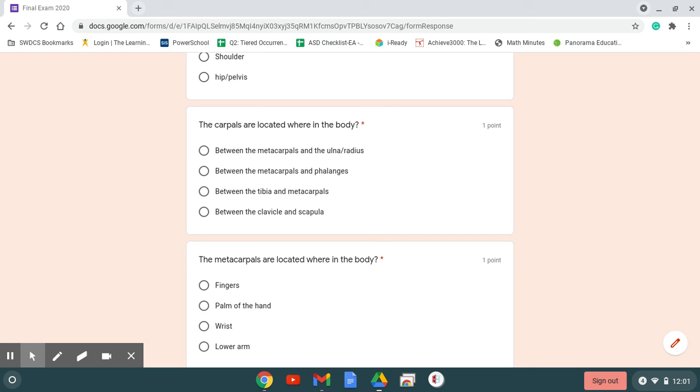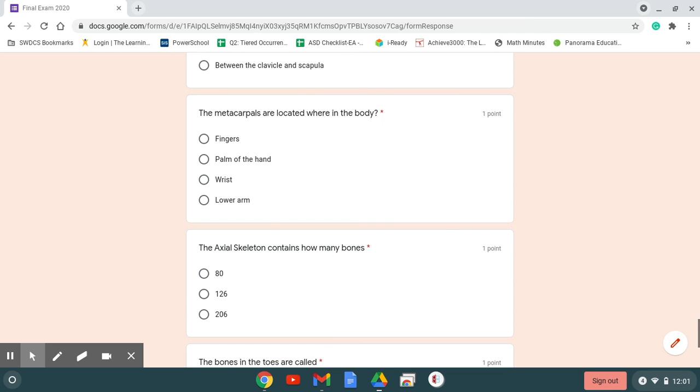The carpals are located where in the body? Between the metacarpals and the ulna radius, between the metacarpals and the phalanges, between the tibia and metacarpals, between the clavicle and scapula. The metacarpals are located where in the body? Fingers, palm of the hand, wrist, or lower arm?